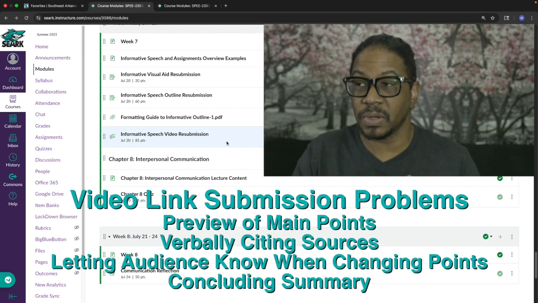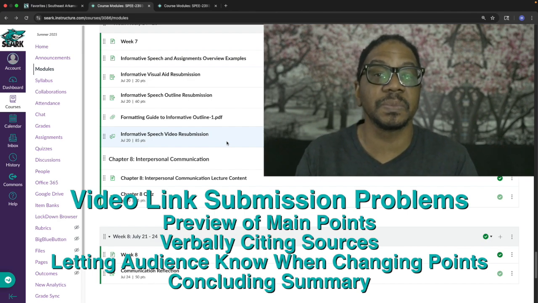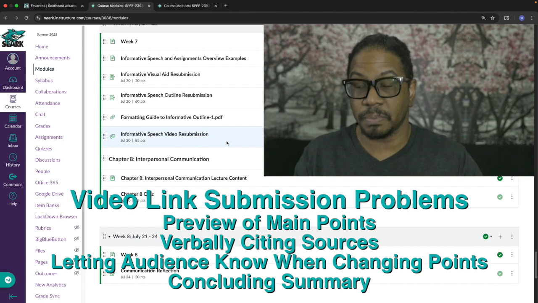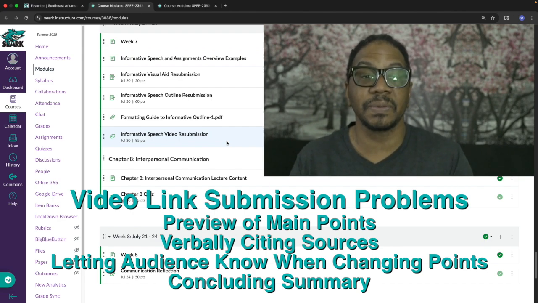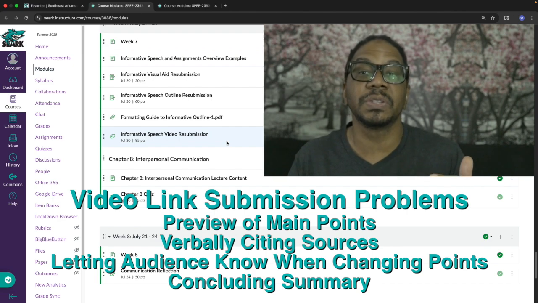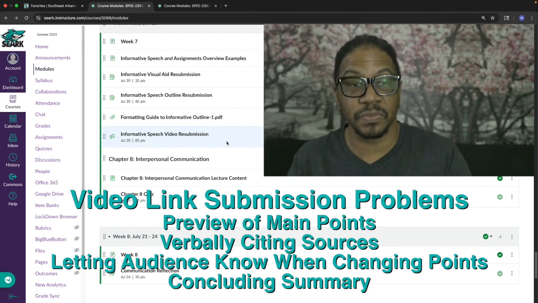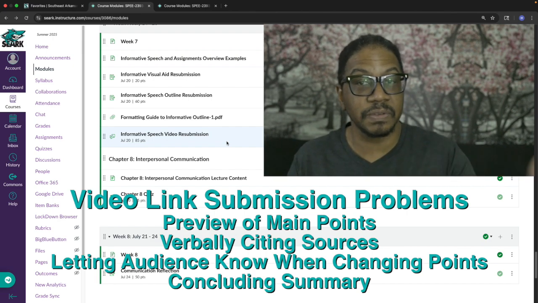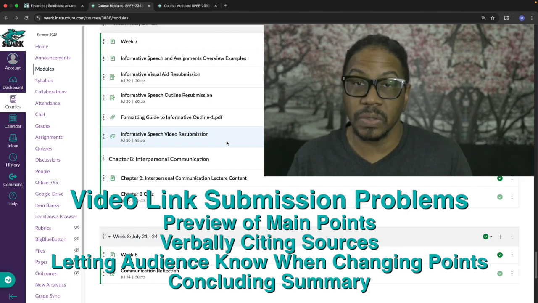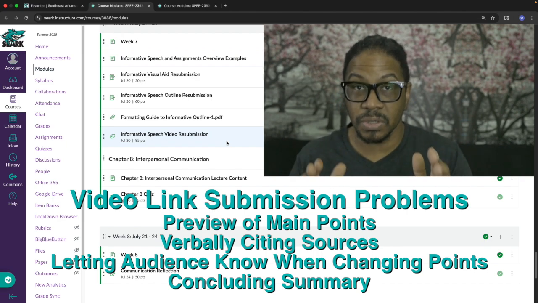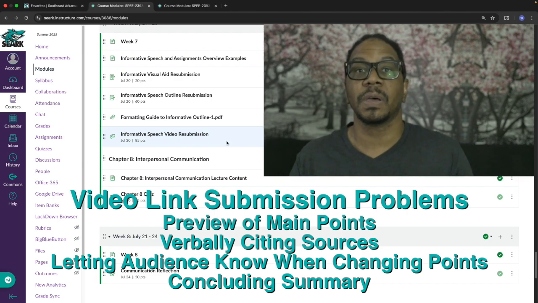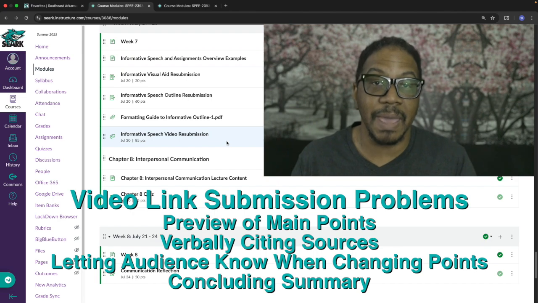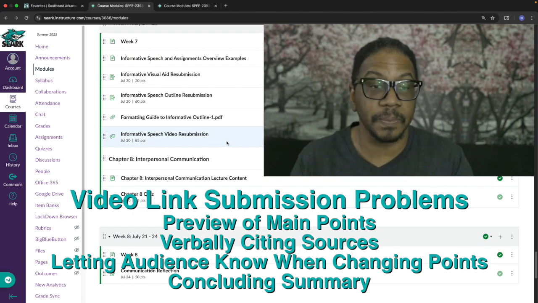Also, citing your sources. Some of you go through your entire speech, and I understand there's some personal history, some direct experience you have with this, but still there should be sources. Even if all of it comes from you or a conversation that you had with somebody else, you can still look up information and do research on that particular thing, and that way you could have even more knowledge to back up what you're saying.